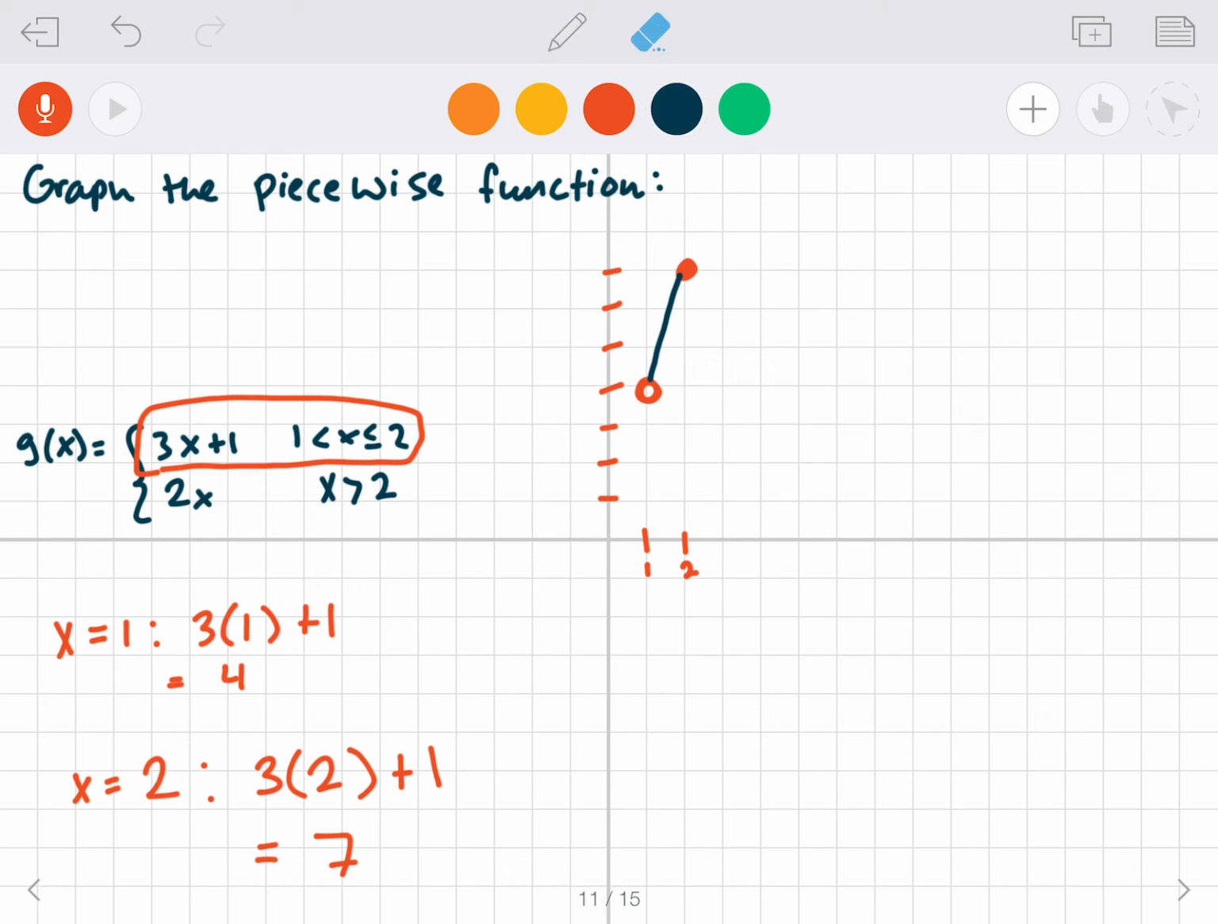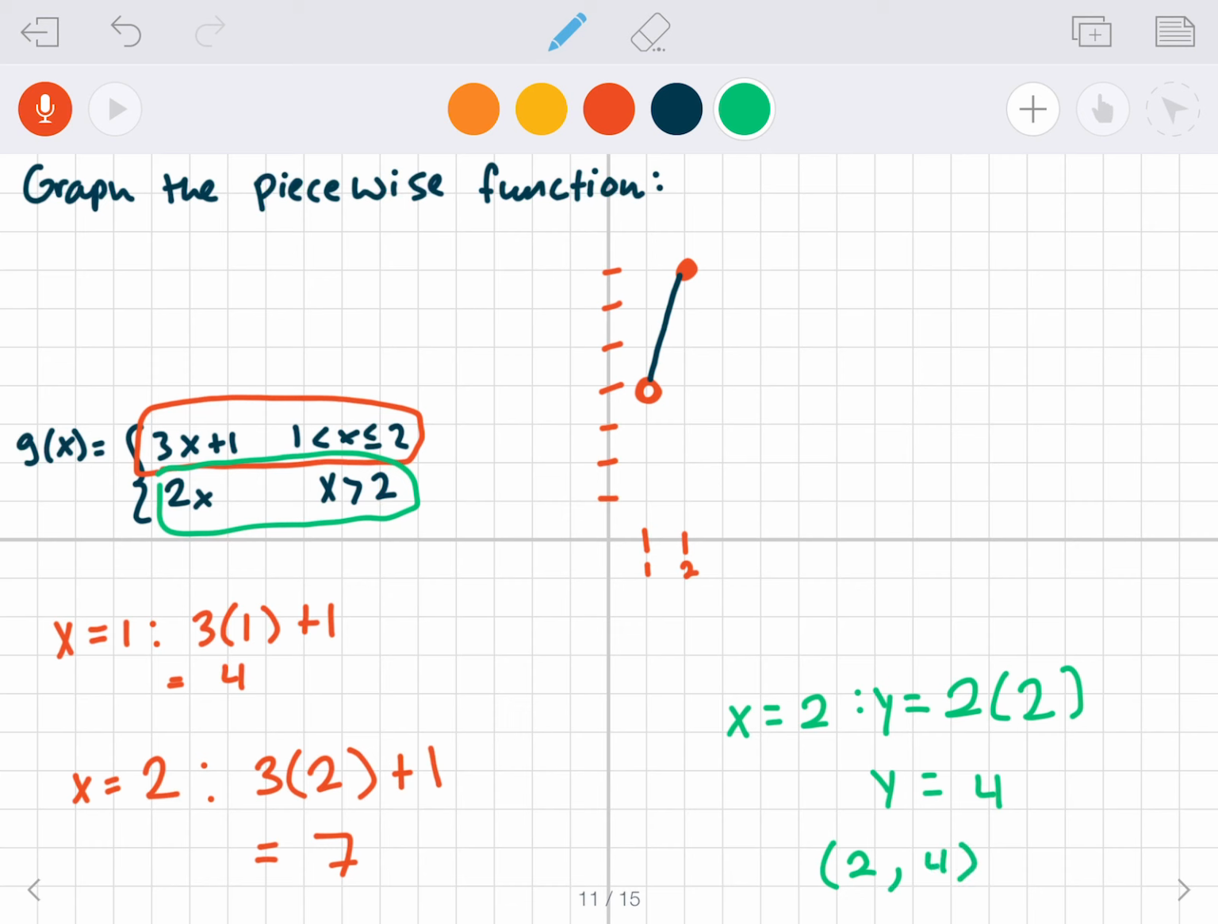Okay, let's look at the other one. We have y equals 2x. So we want to see what happens at x equals 2, because that's really the only point that we have to work with here. I mean, let's see what happens when x is equal to 2. So when x equals 2, we get 2 times 2, right? I'm just plugging 2 into my function here, which is our output y. So 2 times 2 is 4, so when x is equal to 2, y is equal to 4.